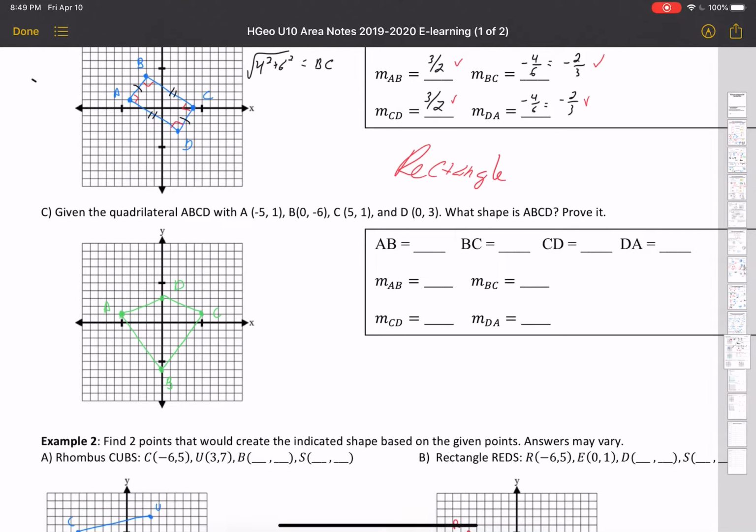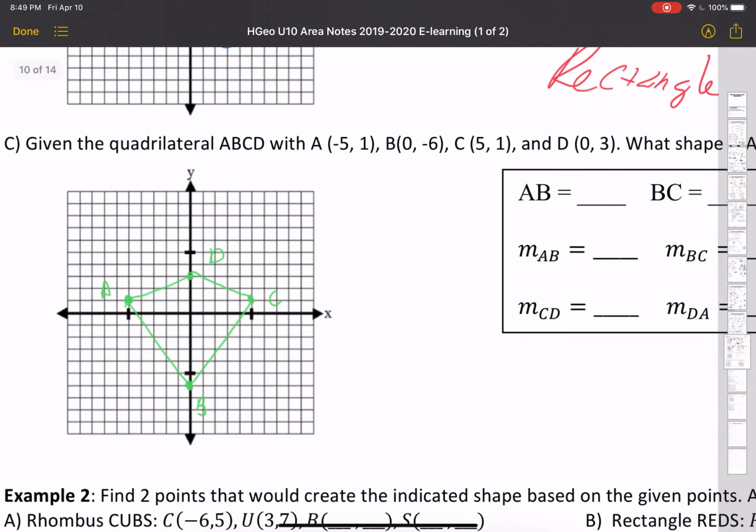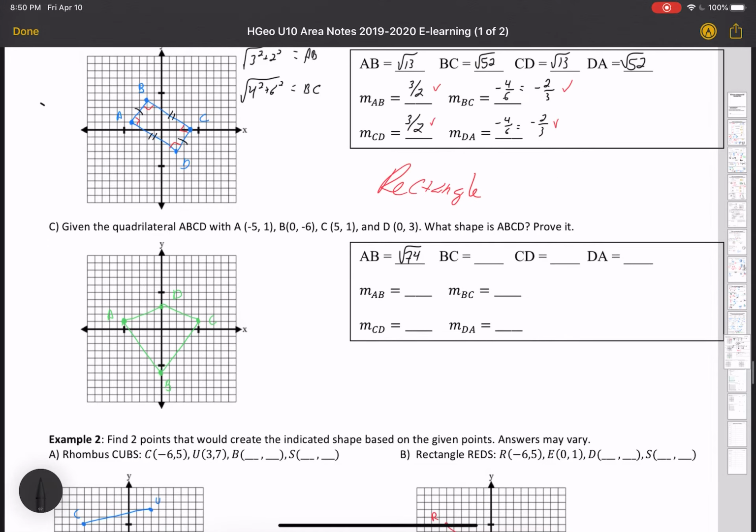Given a quadrilateral with the coordinates, what shape is it and prove it. So let's find these lengths. A, B. We go down 1, 2, 3, 4, 5, 6, 7. 1, 2, 3, 4, 5. So I do 7 squared plus 5 squared, and I get that AB is going to be the square root of 74. BC should be the same thing. Just double checking. Yep, it is. So BC is also going to be square root of 74.